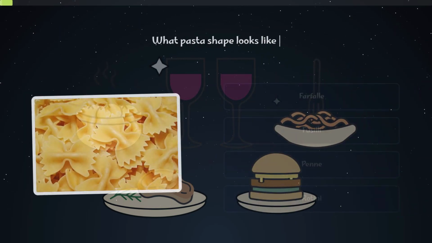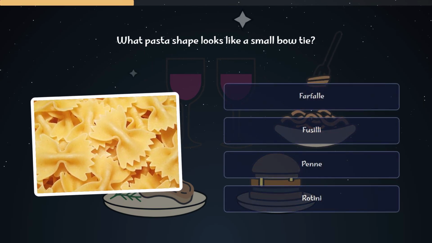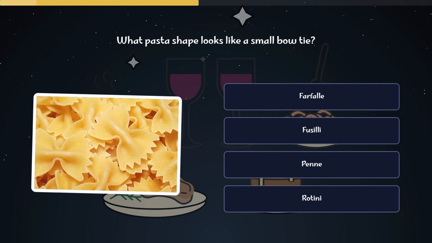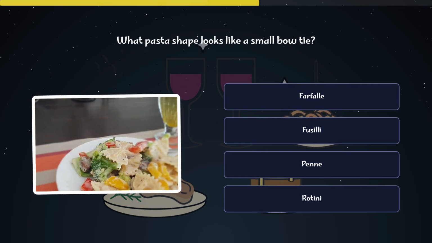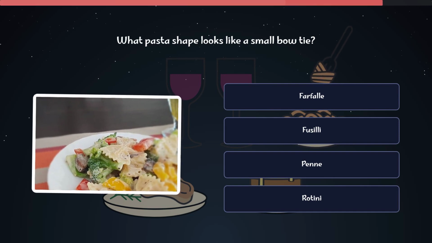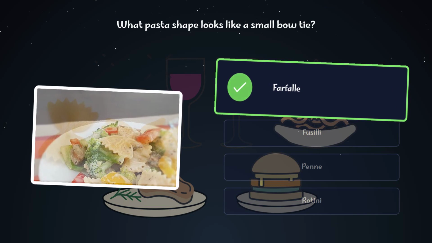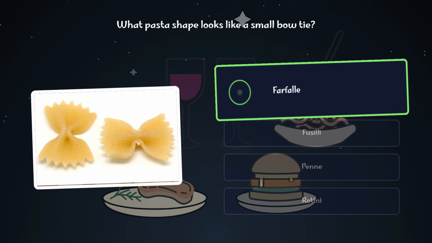What pasta shape looks like a small bow tie? Farfalle, also known as bow tie pasta, resembles a small bow tie with its distinctive shape and ridge texture.